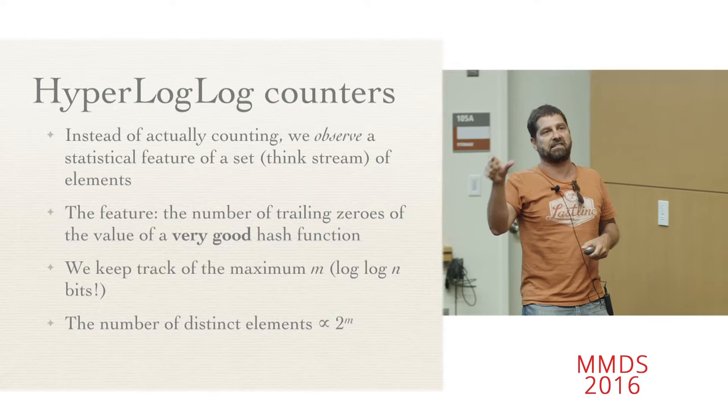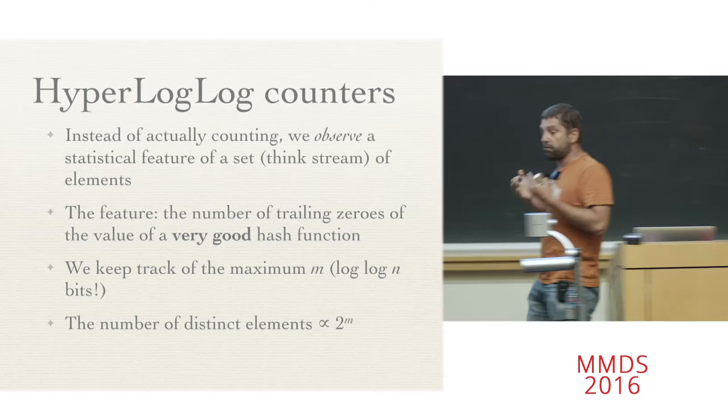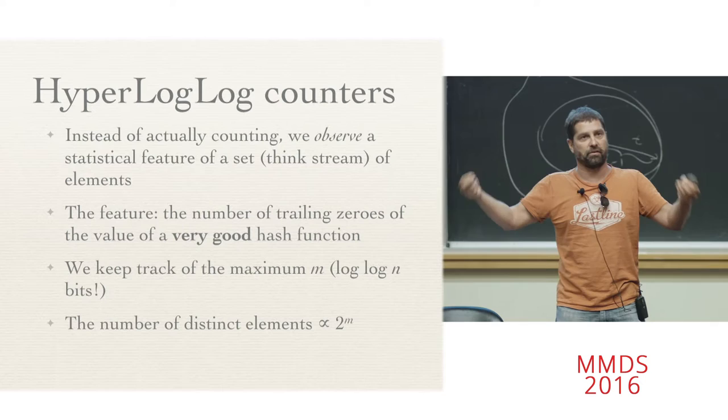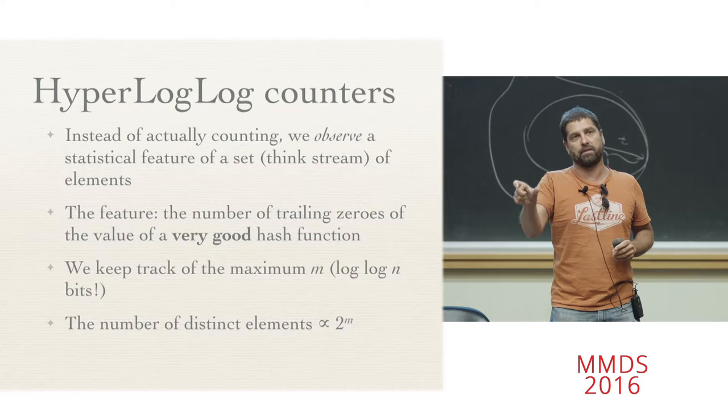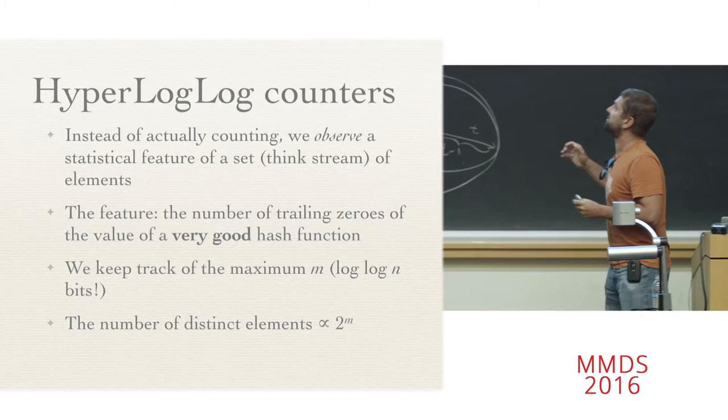So again, this is like representing a set in a very, very approximate way. I have a bunch of elements. I compute the hashes of these elements. And I just memorize the longest trailing sequence of zeros on the right of the hash codes. And I can more or less recover the number from 2 to the m.